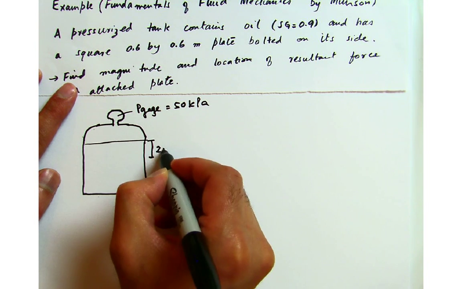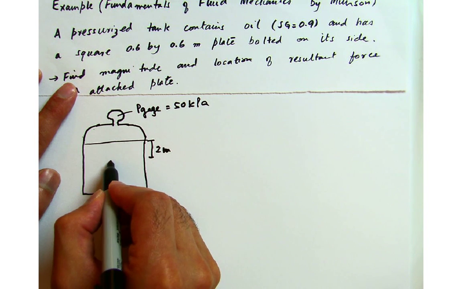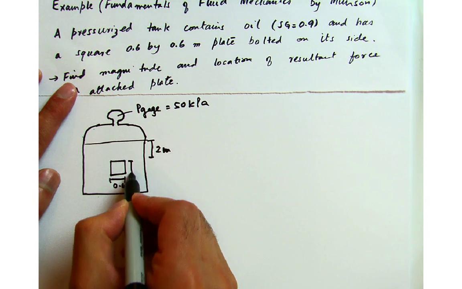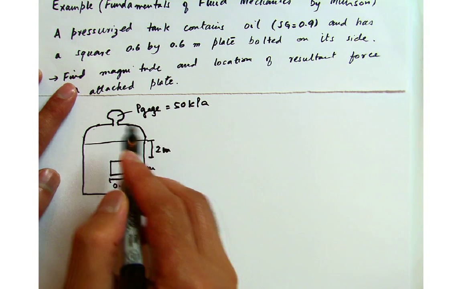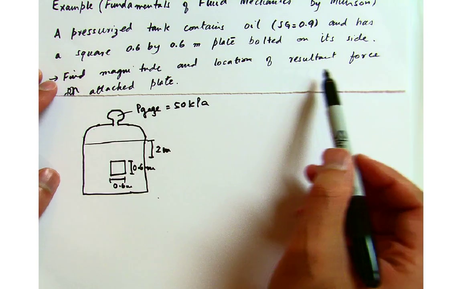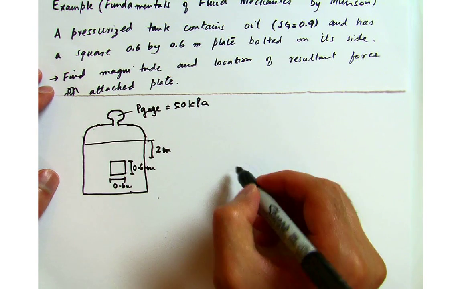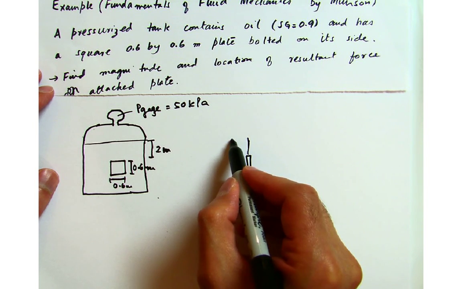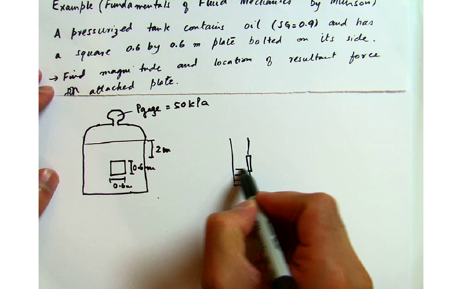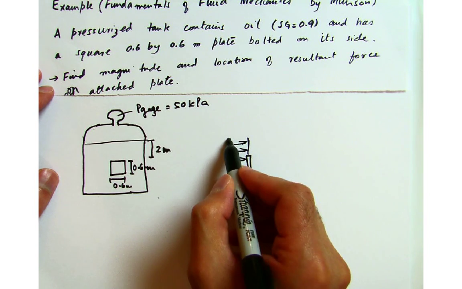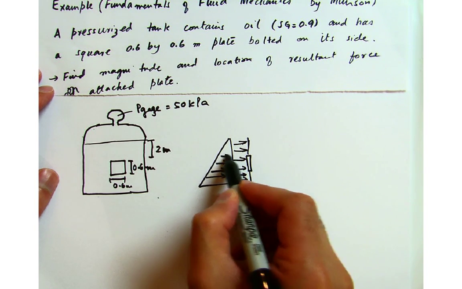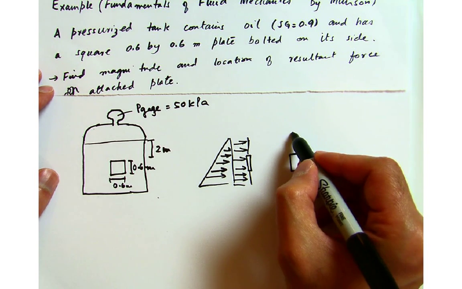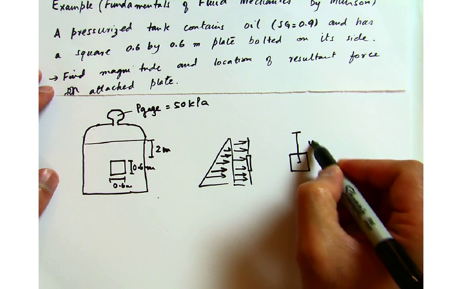So until 2 meters we still have the fluid, and after that we have the rectangular plate, which has the dimensions of 0.6 meters times 0.6 meters. And what we want to find is the magnitude and the location of the resultant force on the attached plate. So as I look at it from the side view, you have this plate, and then you have this contribution coming from the gauge pressure, and then you have this hydrostatic pressure. And as I was deriving this, I said that the gauge pressure is acting at the centroid of this geometry.